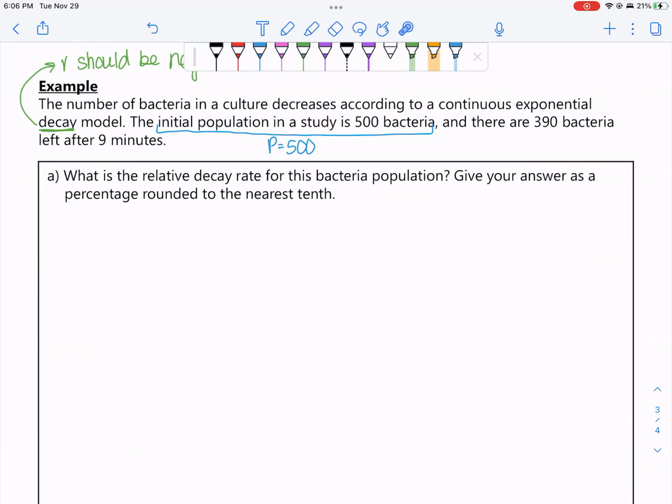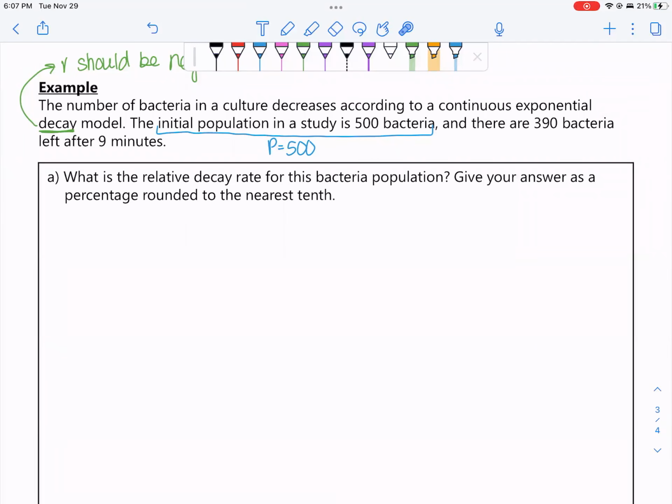In problems where you're given two times, you're told this happened after so many minutes, and then asked how much is the population after this amount of time. Typically, you use that first amount to solve for a preliminary number that you don't have. In this case, it's the relative decay rate, and then you use that relative decay rate in the formula to plug in the new time.